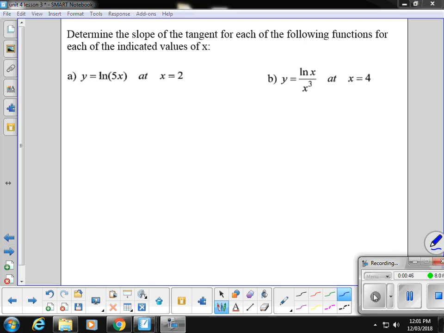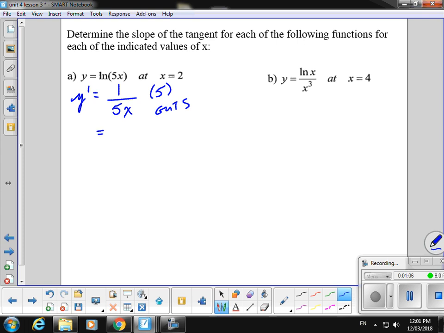So the first one we're going to look at is y equals ln of 5x. That's technically a chain rule. There's a little function inside the ln function. So if we're looking for the derivative, the derivative of ln is 1 over, so I have 1 over, but don't forget the guts. So in the end, the slope of the tangents follows 1 over x for ln of 5x, just as it does for ln of x.